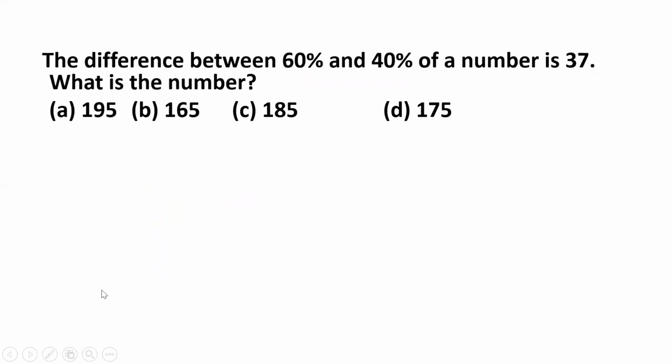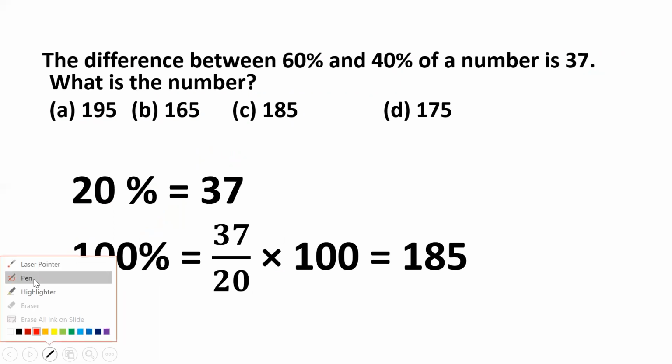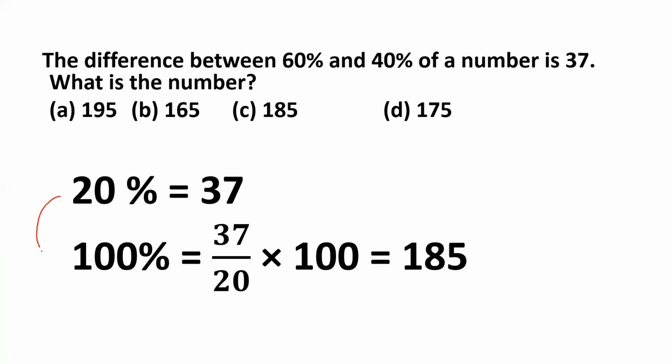The difference between 60% and 40% of a number is 37. What is the number? The number is the base. The number is 100%. 60% and 40%, the difference is equal to 20%. And that is given as 37. 100% is equal to 37 upon 20 into 100, that is 185. Or 5 times of 37, we'll get 185 as the answer. 20 and 100, this is 5 times. And 5 times of 37 is equal to 185. You can get it directly.